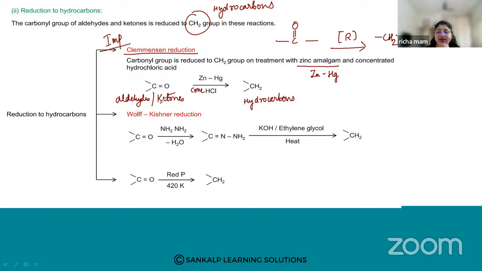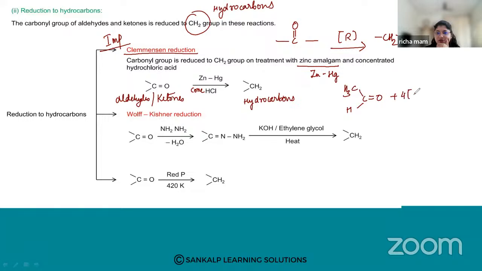So what is happening? Aldehydes or ketones, we are going to treat them with zinc amalgam in the presence of concentrated HCl. We are going to get hydrocarbons. Okay, so let us give an example. I want an answer from you all now. Don't sit idly there. Tell me the answer.